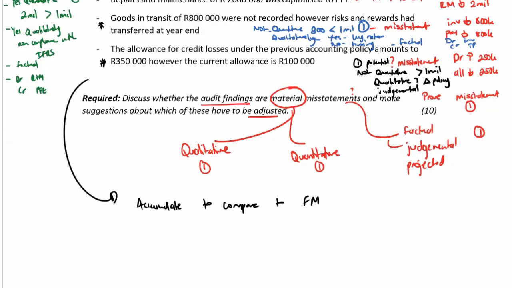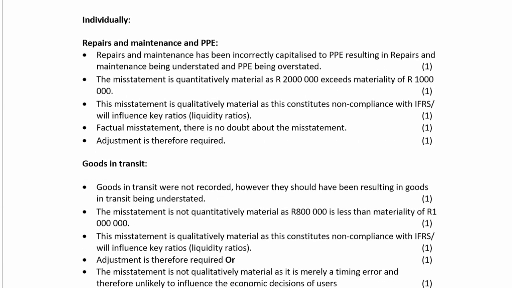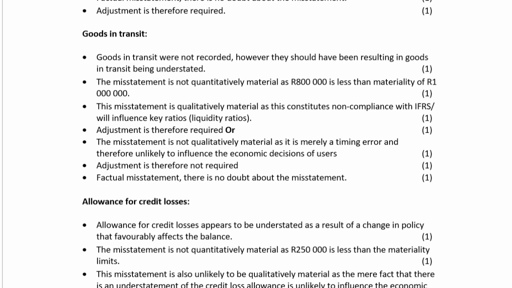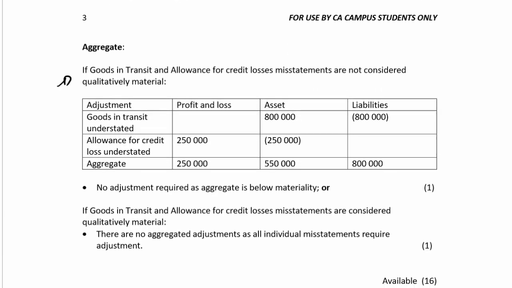Okay, so just have a look at the solution, guys. Each has been nicely laid out. Prove a misstatement, discuss the two types, discuss whether it's factual, judgmental, or projected, and then whether there's an adjustment required. So I just want to show you here for goods in transit and for the allowance for credit losses. If you said that they were not qualitatively or quantitatively material, then you would say that they don't need to be adjusted. So you've got to put them on a schedule of unadjusted.